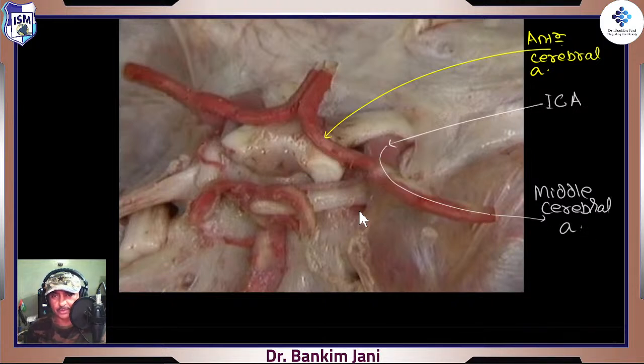So far so good. It gives one branch. Can you see a small branch which is going over there, right? Because it is a branch, so we take another color. This is the artery which I'm talking about, a branch which is going over there.